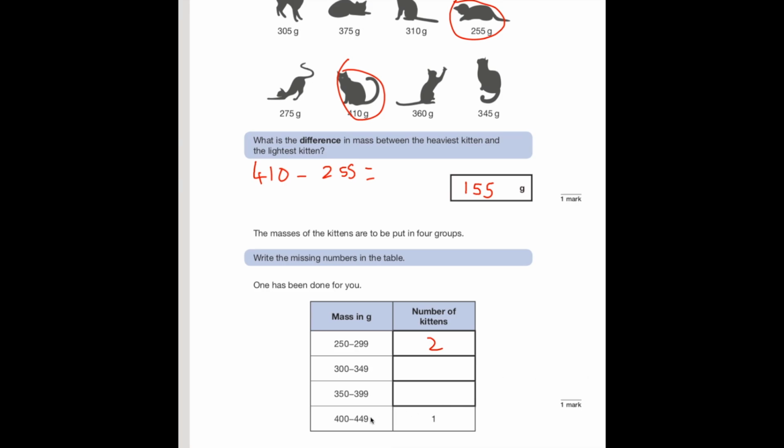The next category, 300 to 349, we have 1, 2, 3 cats in that category. 350 to 399, we have 1, 2, just 2 in that one. And there's 1 that's been done for us. So we just need to add up, does this total equal 8? Because there's 8 cats in total. 2 add 2 is 4, add 3 is 7, add 1 is 8. So we've got them all.